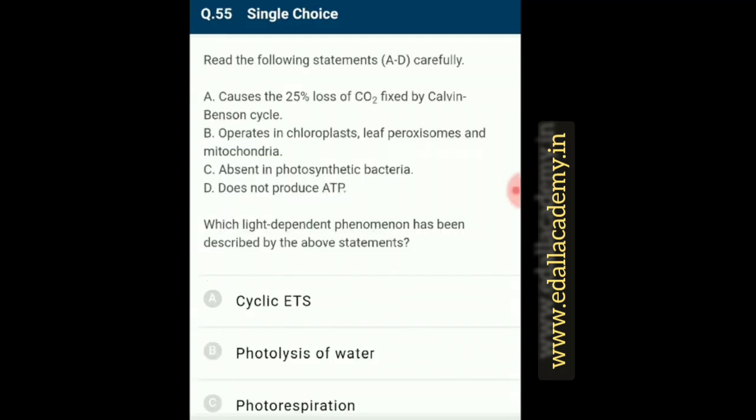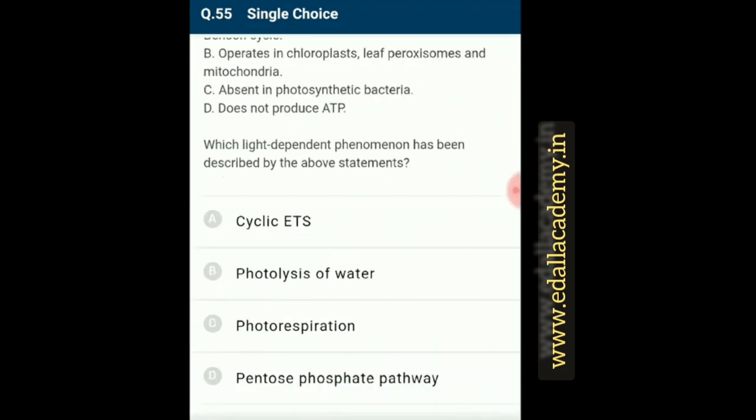Question number 55. Read the following statements and say which light-dependent phenomenon has been described by the above statements. Photorespiration is the process by which, in the presence of light, plants consume oxygen and release carbon dioxide. That is, instead of fixing carbon dioxide during photosynthesis, resulting in a decrease in photosynthetic output, since no ATP is produced and carbon is lost inevitably. So the answer is option C, photorespiration.